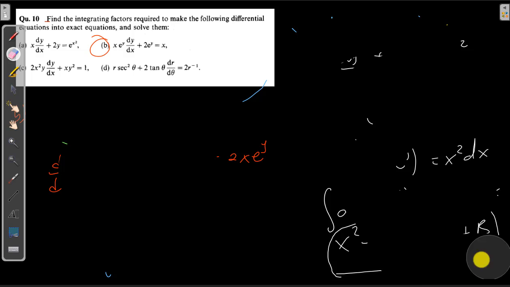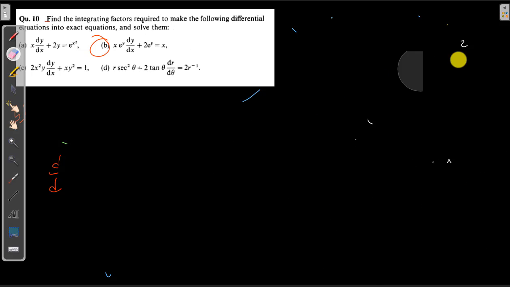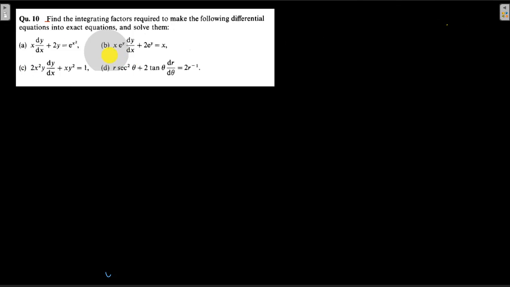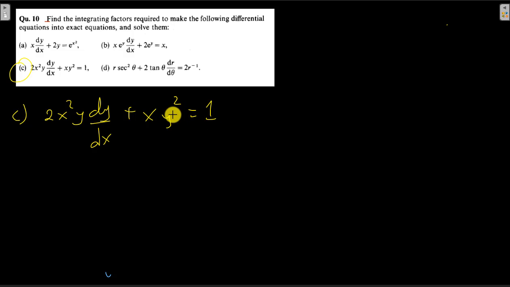Okay, there we go. Let's have our third example. That's 2x squared y dy dx plus xy squared equals 1. Let's try to form an exact differential from this. So d dx of, let's begin by trying out this. Looks like a good idea. x squared y squared. What's this going to be?